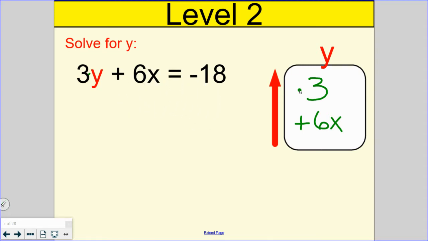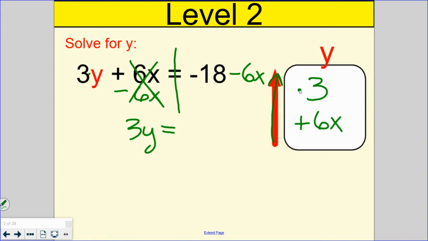Okay, so we're still going to have our force field, our fence. We're still going to start at the bottom. It's the opposite of adding 6x. The opposite of adding 6x is subtracting 6x. We're going to take it from underneath its like term there. And over here on this right side, there isn't a term that has an x with it. So we're just going to subtract it at the end. All right? So 6x minus 6x cancels, and we know we'll have 3y equals negative 18 minus 6x.